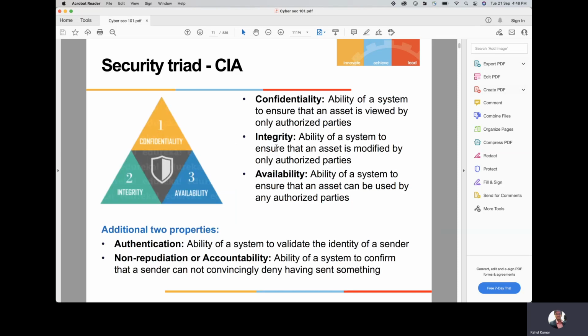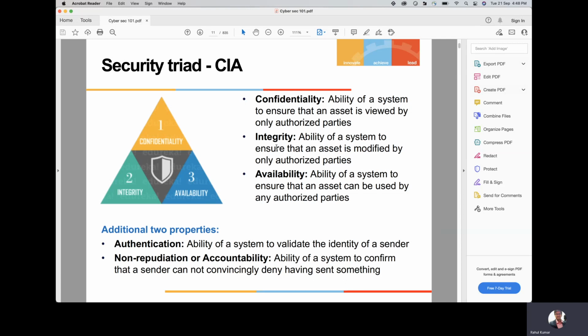Okay, let's move on to the security triad, the CIA. This is the building block, the fundamental of cybersecurity. CIA is not Central Investigating Agency, but confidentiality, integrity, and availability, the three major principles of cybersecurity. When combined, these are the principles on which we secure our systems. These are the principles which require us to secure our information systems.